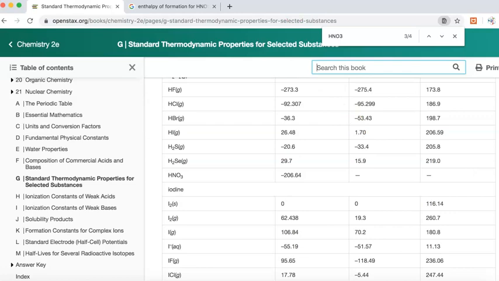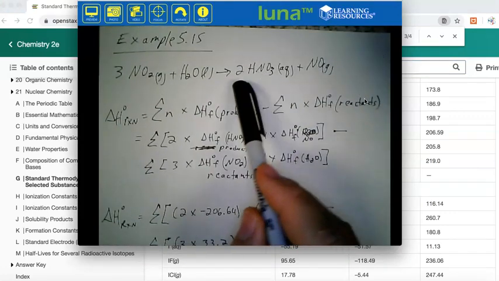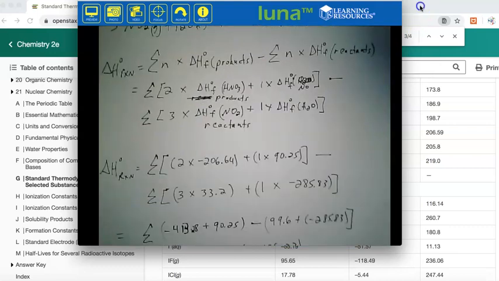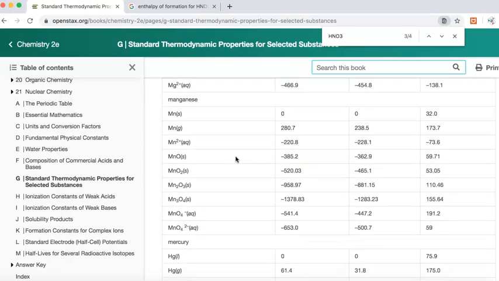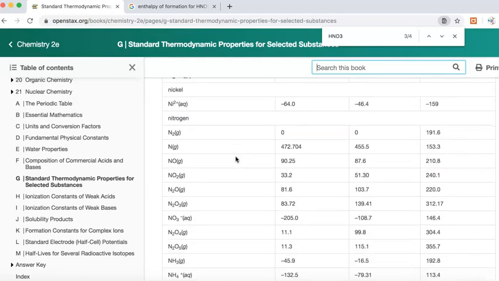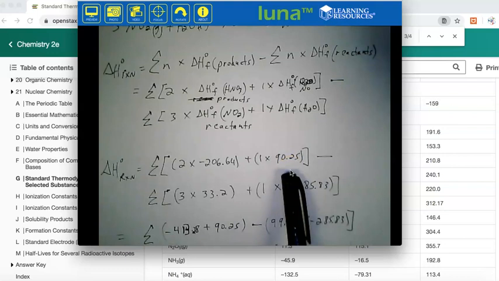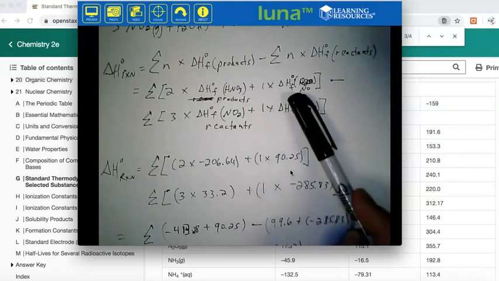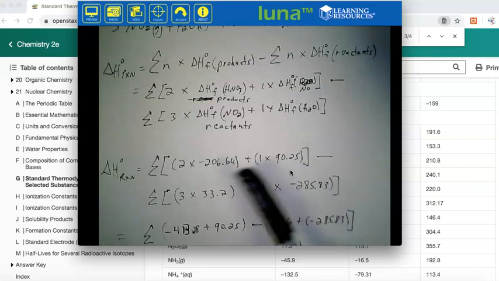Let me look to see what the state of matter is for NO. In that case, it's probably a gas. NO is a gas. So again, I look up that value in Appendix G. NO gas is 90.25. That's where I'm getting that number from, 90.25, and that's my standard enthalpy of formation for nitrogen monoxide. Okay, so I'm plugging those numbers in there.